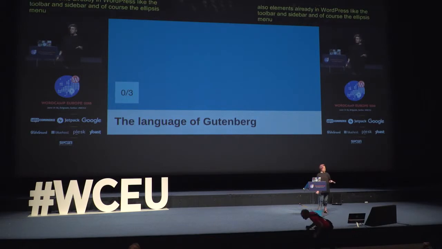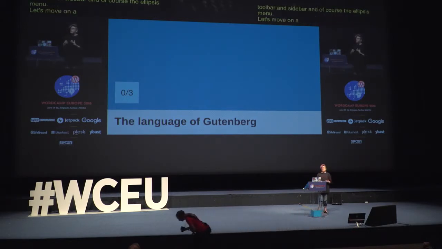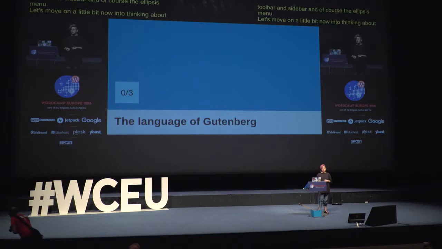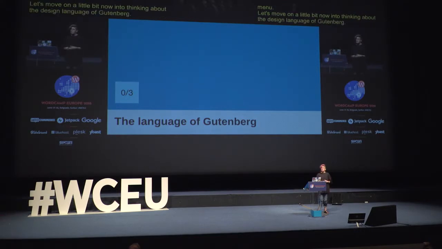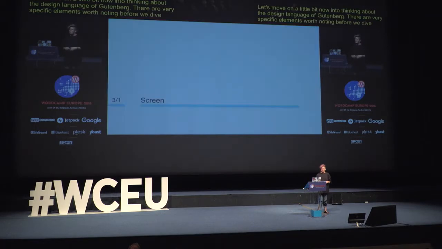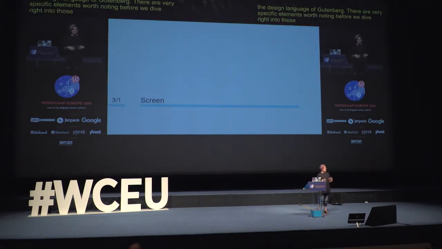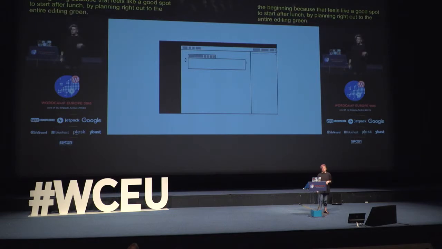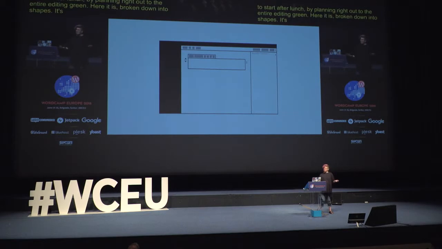Let's move on a little bit now into thinking about the design language of Gutenberg. There are very specific elements worth noting before we dive right into those blocks themselves. Let's start at the beginning, because that feels like a good spot to start after lunch, by panning right out to the entire editing screen. Here it is, broken down into shapes. It's pretty familiar, right? Kind of looks like WordPress.